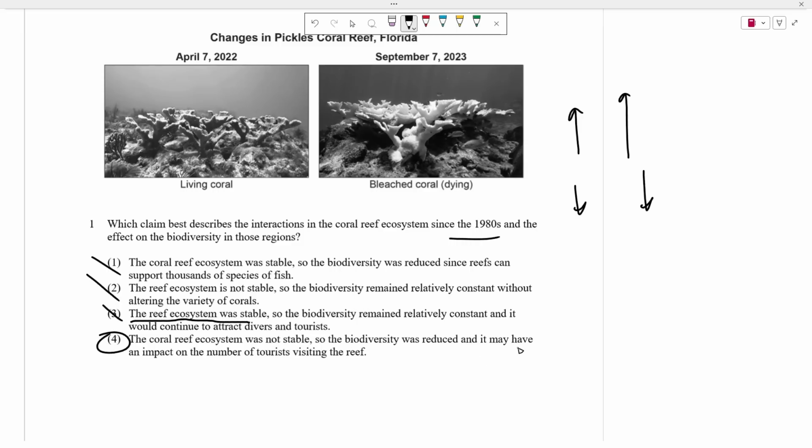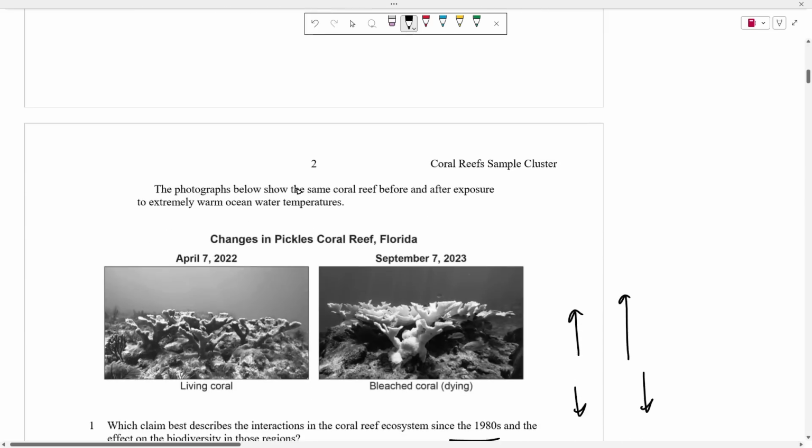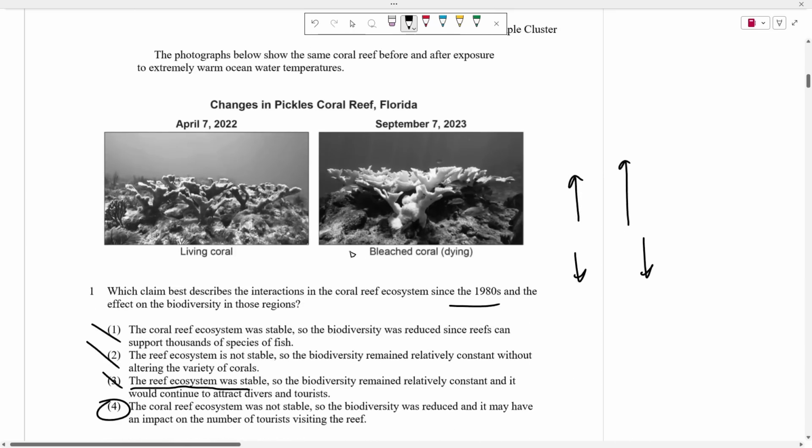And because the biodiversity is being reduced, it has an impact on the number of tourists visiting the reef. Now there's less fish around it. Now the reefs are less colorful. There's less to see, less to visit, so tourists no longer come there. But again, the main issue here is the fact that the biodiversity is being reduced. And you can either know that because, well, if an ecosystem is not stable, it has low biodiversity, or if you looked at the photos, you could have seen how an ecosystem with a healthy coral has more animals living in it than an ecosystem with a dying or bleached coral.